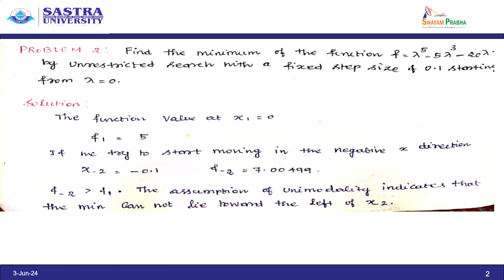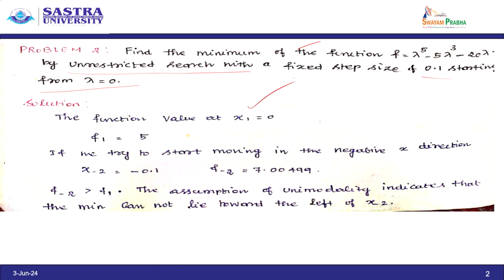Now, let us go to problem 2. Find the minimum of the function f(lambda) = lambda^5 - 5 lambda^3 - 20 lambda + 5 by unrestricted search with a fixed step size of 0.1, starting from lambda = 0. Now, the solution: the function value at x1 = 0. Now, f1 is equal to 5, because x1 = 0, and the given function is restricted, so f1 = 5 will come.